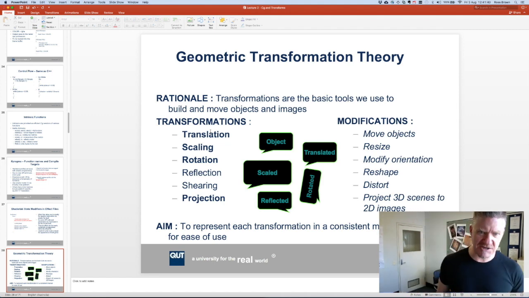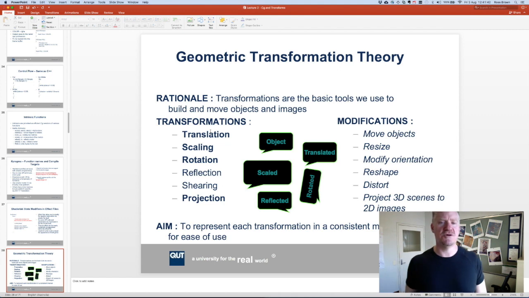So, starting from scratch with geometric transformation. The rationale here is that transformations are basic tools you use to build and move objects and images within a computer graphics or a synthetic environment. Might be 2D, might be 3D.